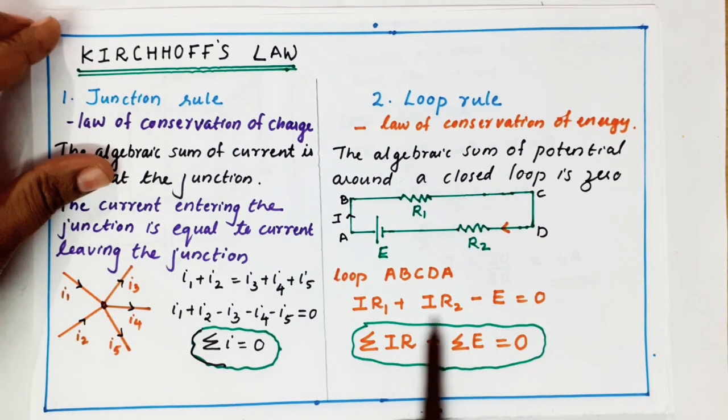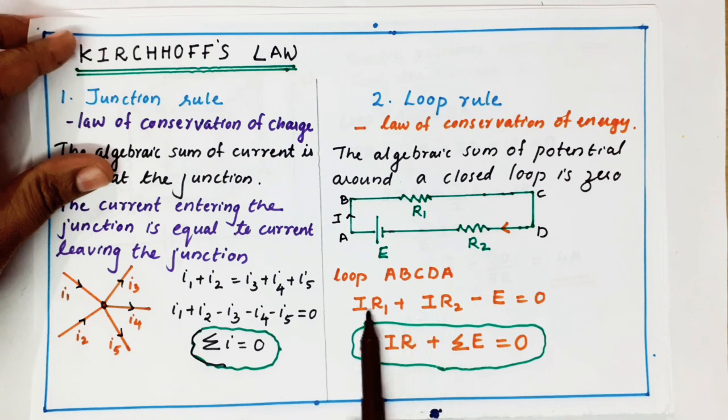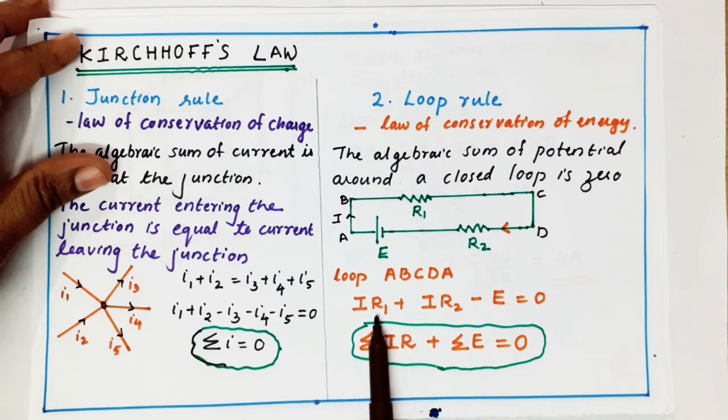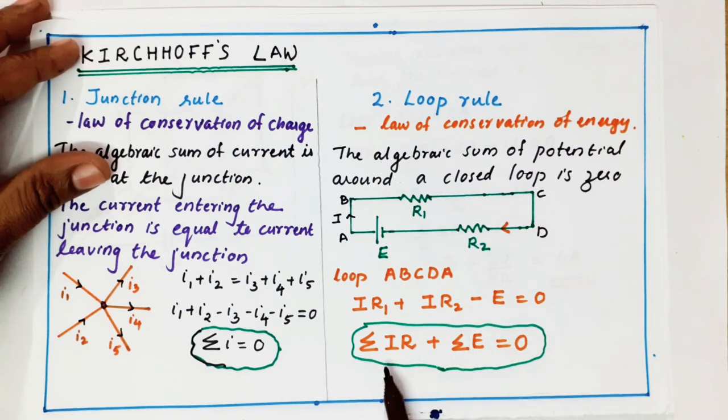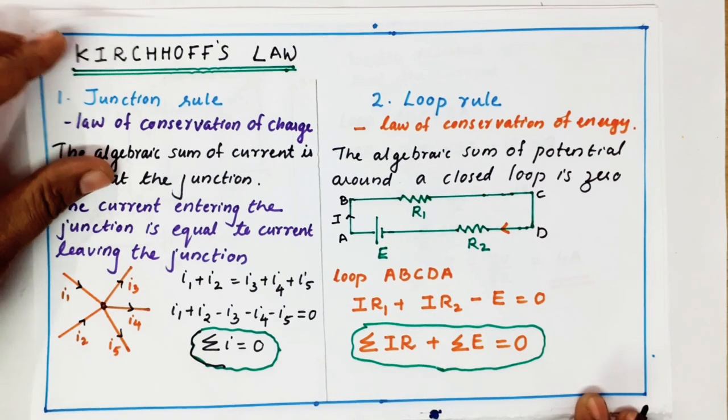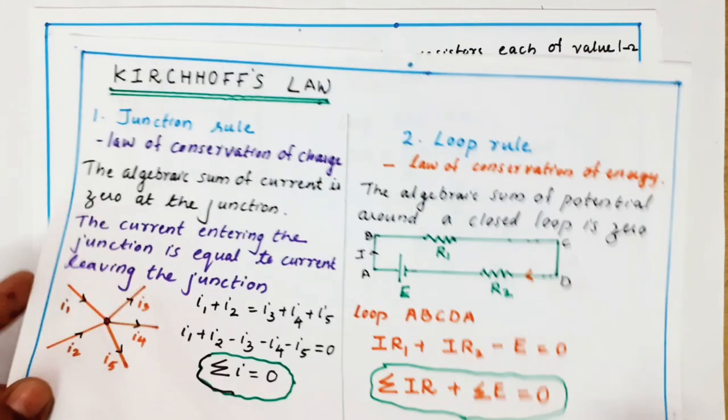This is nothing but the product of current and resistance. As there are two terms, we can call these the algebraic sum of this, and this is your E. Only one cell means one E. If there are two cells, sigma of E. So I can write sigma IR plus sigma E equals 0. That means the law of conservation of energy.